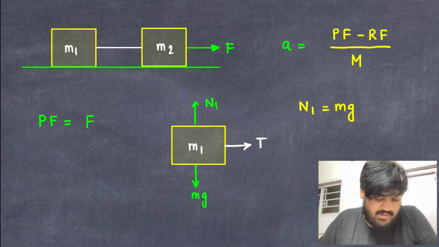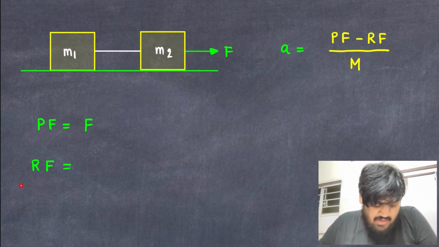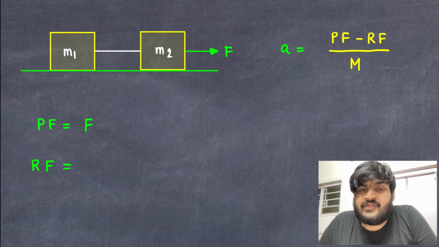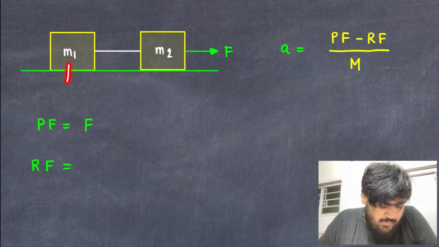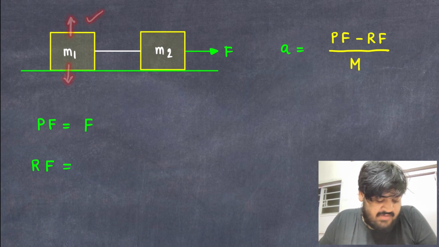It's very easy. So in this system the net pulling force will be capital F. Now what will be the resisting force? Can you find any external forces which are trying to resist the motion? No. Here, the weight of this block, mg, which is an external force, is balanced by the normal, right? So no external force is provided by this system.